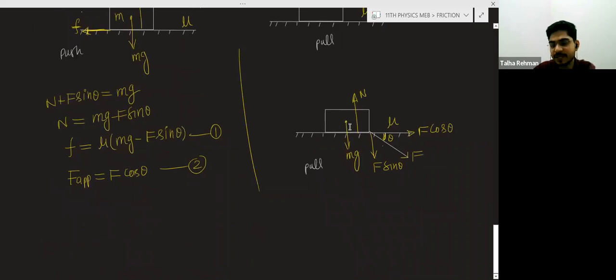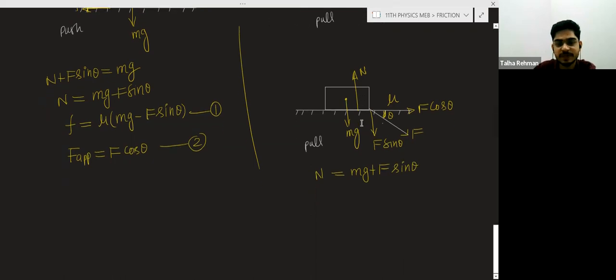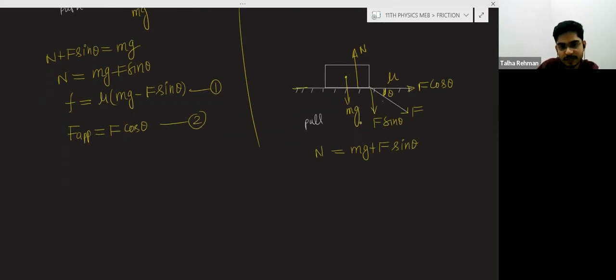Now in the vertical direction there is no motion, so there will be equilibrium of the forces. So N is equal to mg plus F sin theta. In this direction there will be the friction force tangentially, the limit friction force. So what will be the friction force? Mu into N, and what is N? mg plus F sin theta.